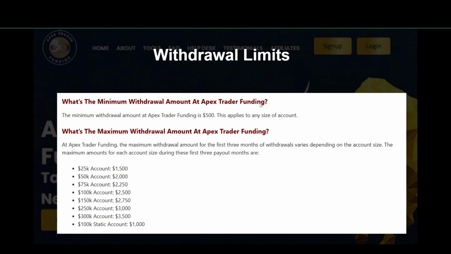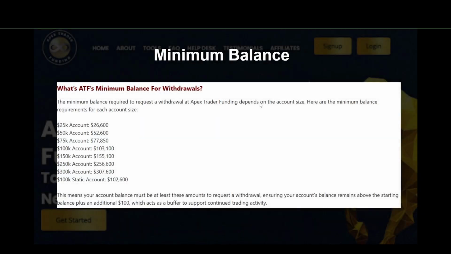The minimum balance required before requesting a withdrawal varies. For a USD 25,000 account, it's 26,600 USD, and for a 300,000 USD account, it's 307,600 USD. During your designated withdrawal period, submit your request through your account dashboard.